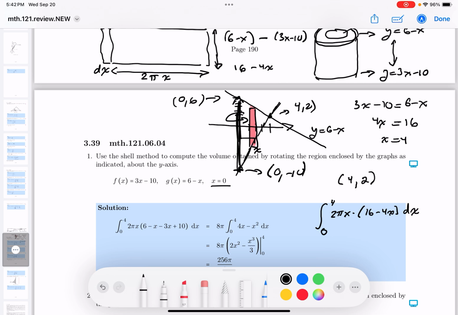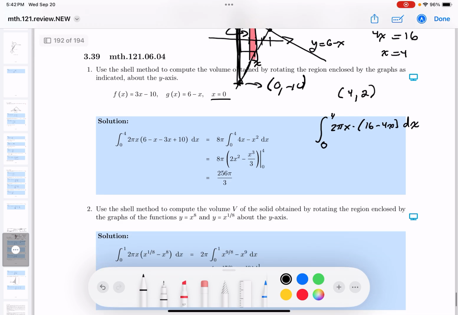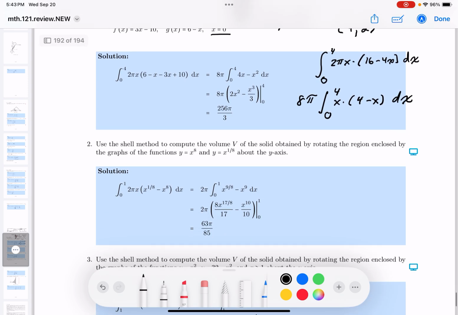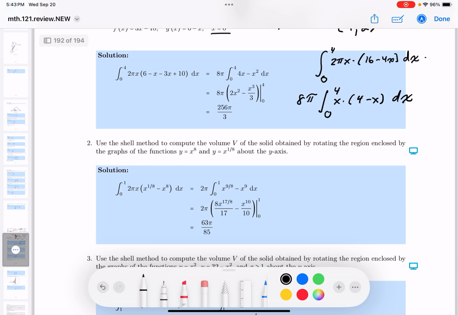I'm going to try to maybe factor it a little bit because I'm thinking the numbers might get outrageously large on me. So I'm going to say 0 to 4. I'm certainly going to pull out a 2 pi, but I notice the 16 minus 4x has a 4 I could pull out. So I'm actually going to pull out 8 pi. Be careful about this. That's going to be x. I factored a 4 out, so that's going to be 4 minus x now, dx. I want to keep doing the evaluations down. Let me make sure you don't do it over here. Put it over here now. It's 8 pi, 0 to 4, and that's going to be 4x minus x squared dx.